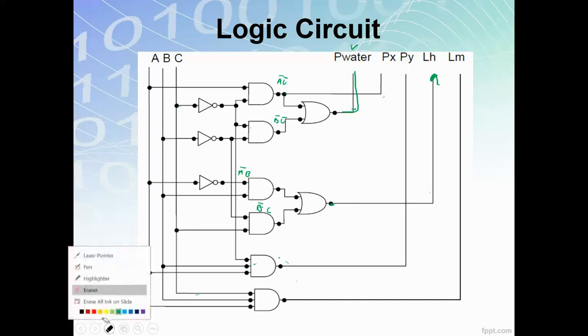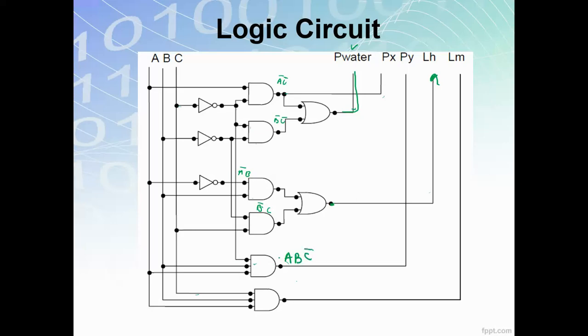Wait a moment. Let me draw the expression right. So A, this is AB. Then C. AB and C bar. Okay, AB and C bar is PY. This is PY. This is correct. This is PY. Okay. Alright. The green light, and this is wrong. It should be that the green light is actually this wire. And this one is this wire.